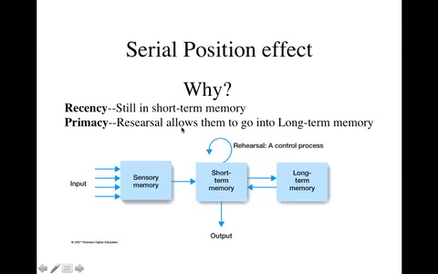So why? Well, recency is usually thought of as being because information is still in short-term memory. That's why you remember that. Primacy, on the other hand, is thought to be because you have time to rehearse those words because they're early on in the list, and throughout the rest of the experiment you have some time to keep them in your mind, and those end up making it into long-term memory. And this suggests, as we said in the Atkinson and Shiffrin model, that rehearsal, which is a control process, may also lead to the information being stored in long-term memory. So just repeating information can facilitate that information making it into long-term memory.